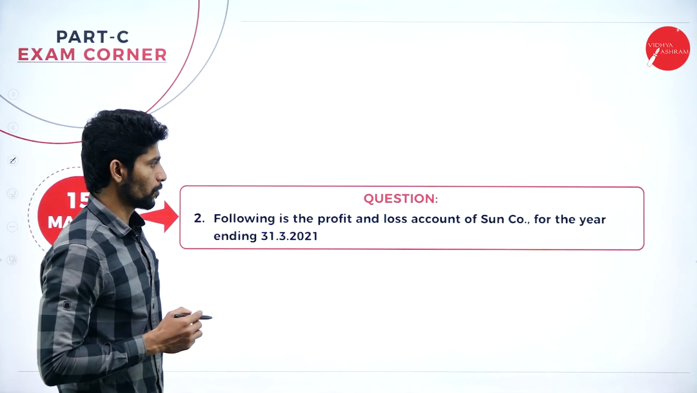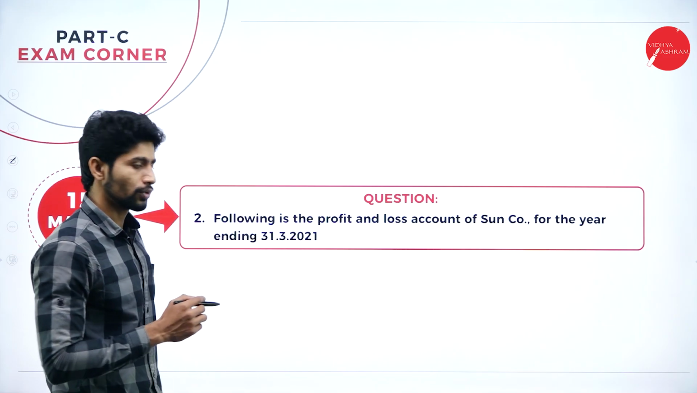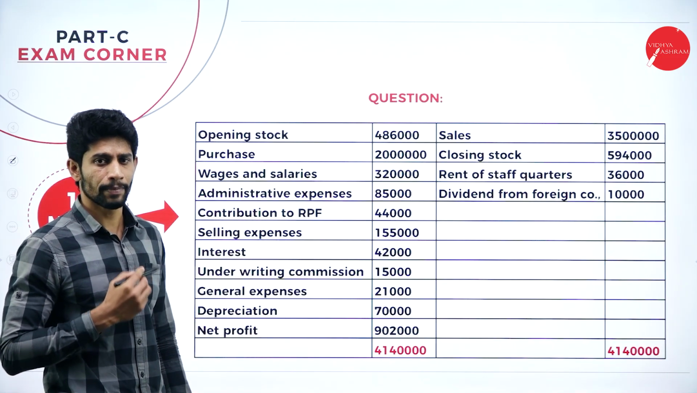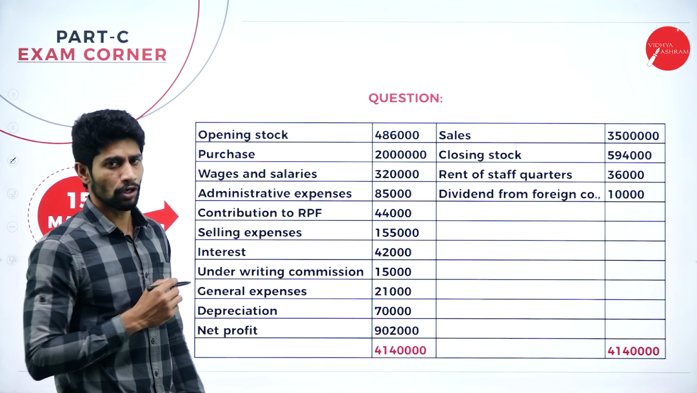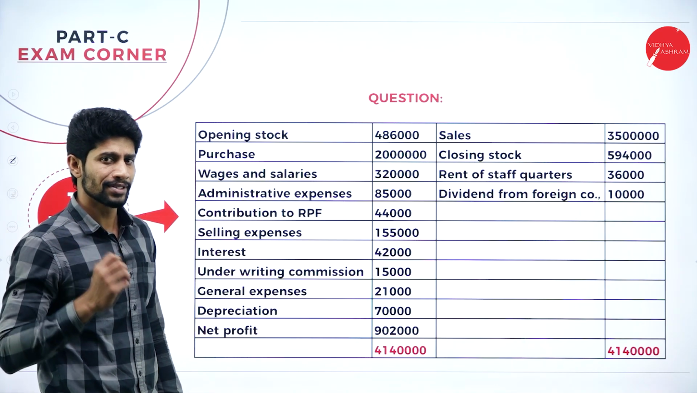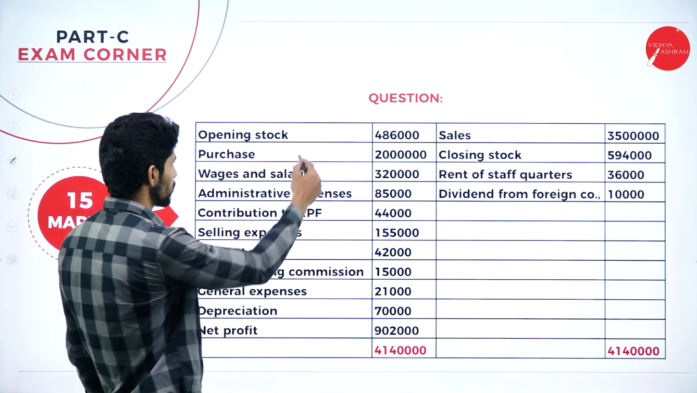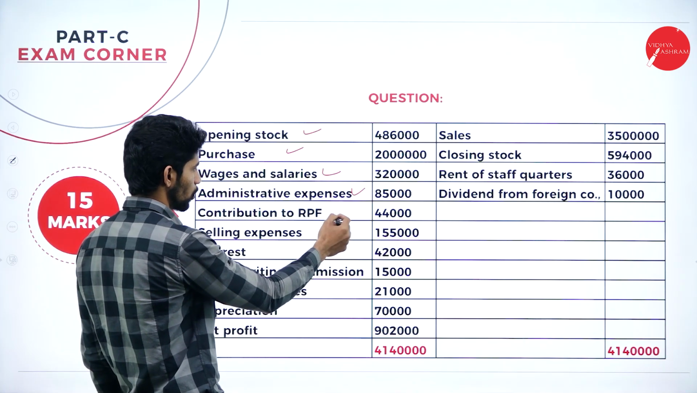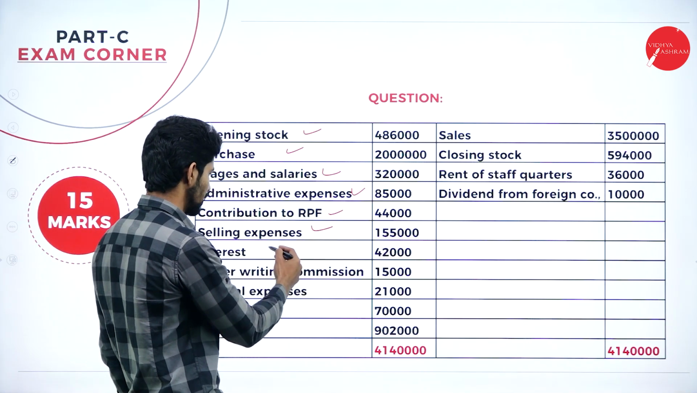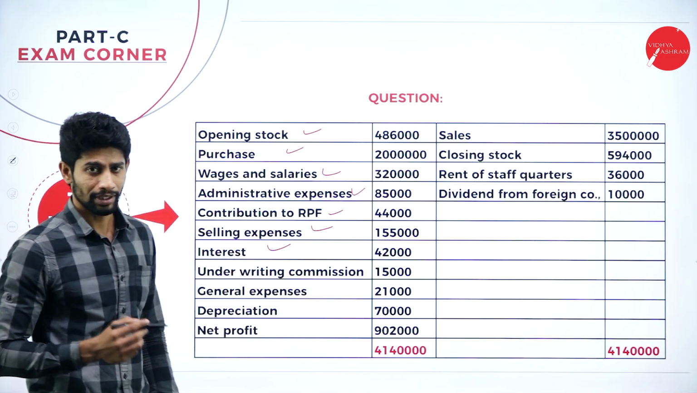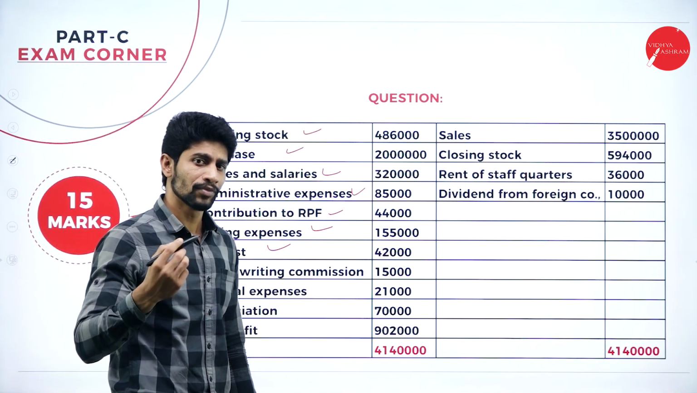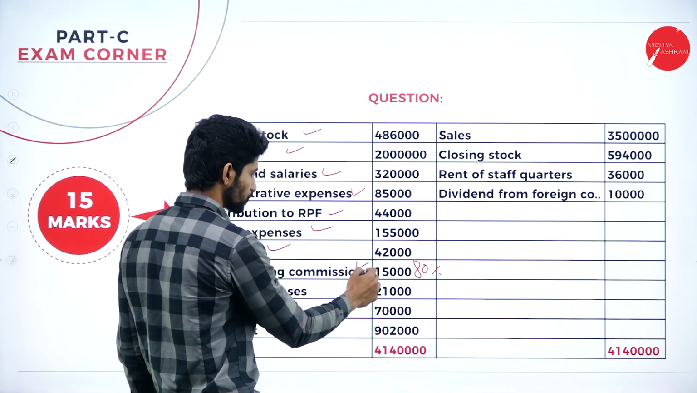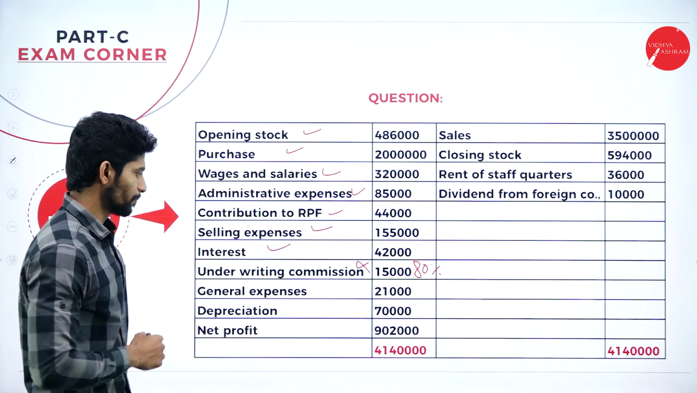Following is the profit and loss account of Sun Company for the year ending 31st March 2021. 15 marks question. So here this is the profit and loss of the Sun Company Limited. By using this profit and loss account, you are supposed to find out the business income of Sun Company Limited. So opening stock business, purchase business, wages business, administrative expenses business, contribution to RPF business, selling expenses business, interest business, underwriting commission. In that 20% is a business expenditure, remaining 80% should be added back to the net profit. General expenses business, depreciation business.